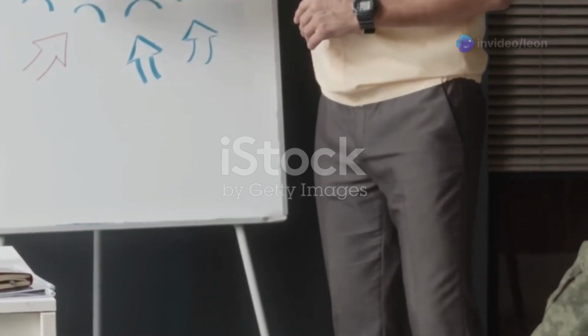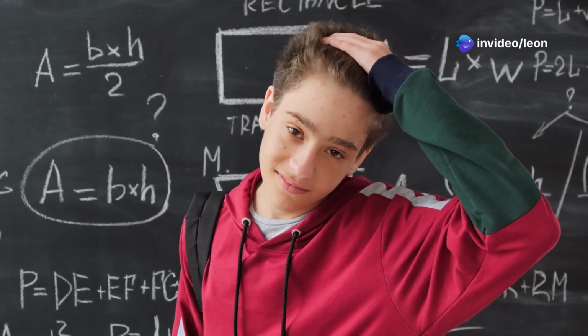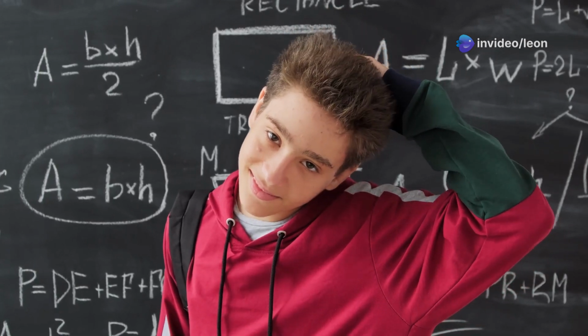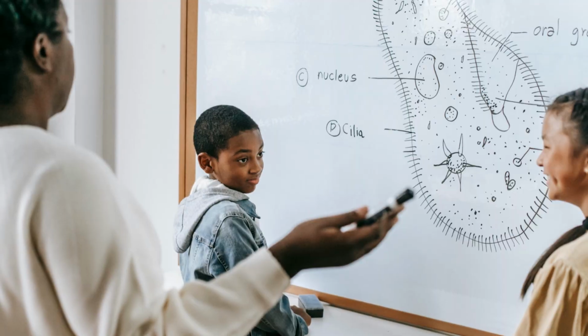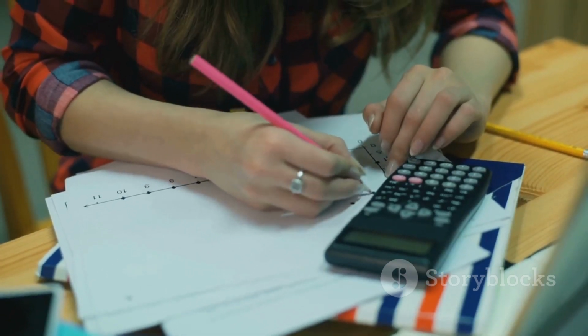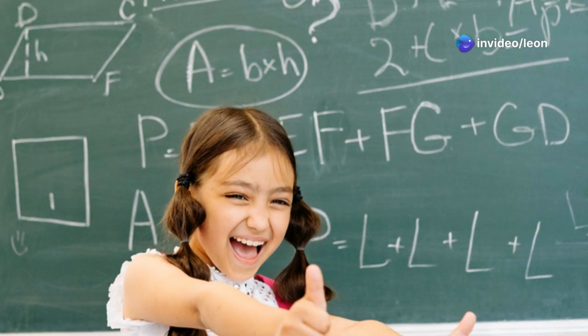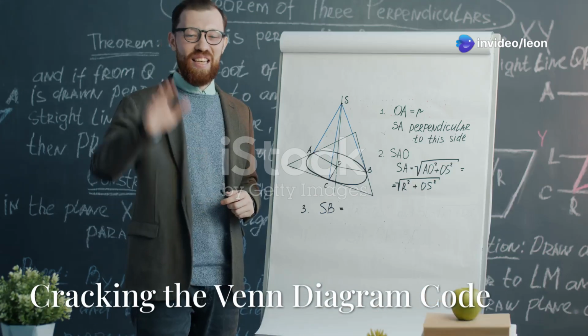Section 3. Common Venn diagram dilemmas. Now, I know what you might be thinking. Venn diagrams sound confusing. Many students feel the same way. Some struggle with placing items in the right sections. Others find it tricky to work out the numbers in the overlapping parts. But don't worry. With a bit of practice, you can overcome these hurdles.